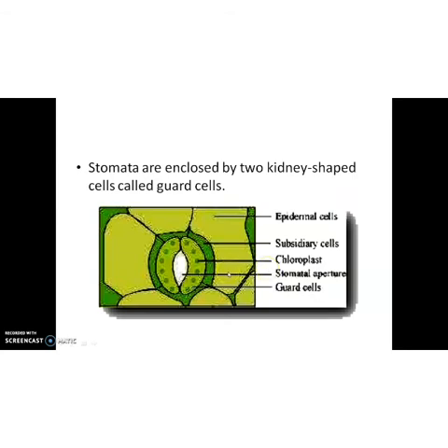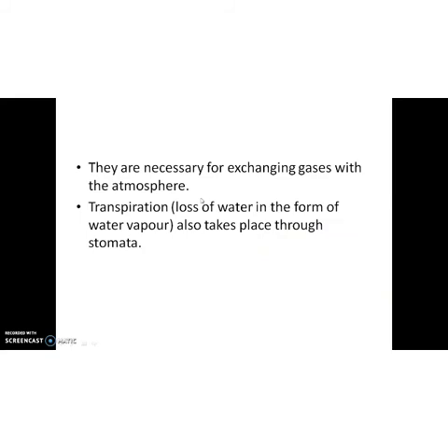It is enclosed by two kidney-shaped cells called guard cells. What is their function? Yes, exchange of gases. They are the respiratory organs, isn't it? And they help with transpiration too. What is transpiration? Loss of water in the form of water vapor. Okay, so it is a respiratory organ of the plant and it helps with transpiration.